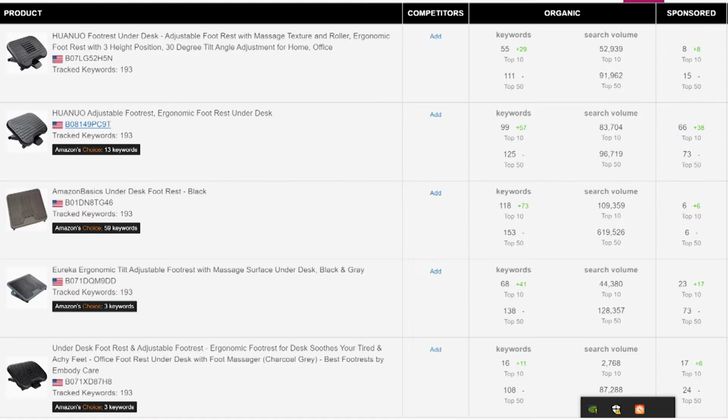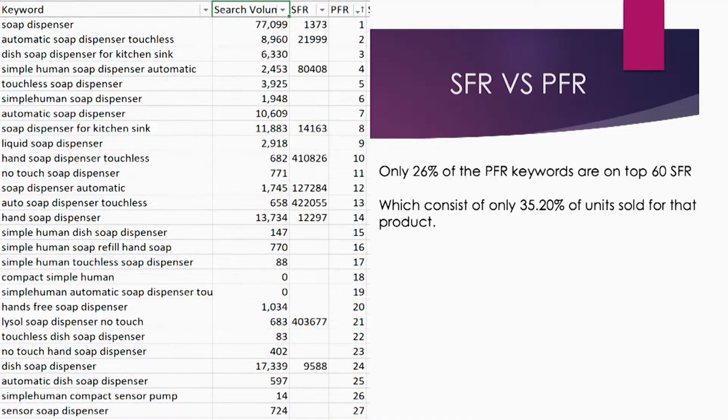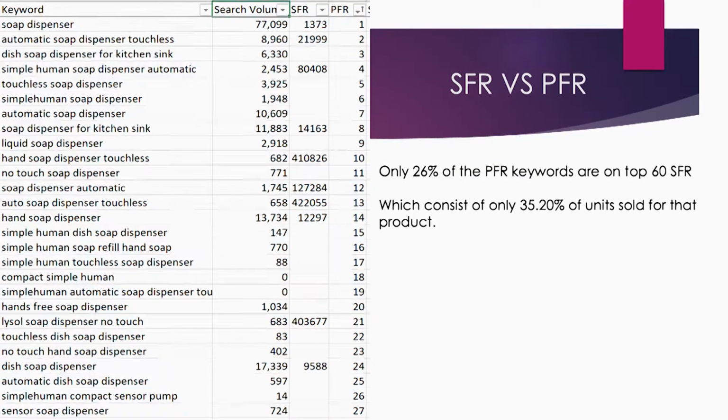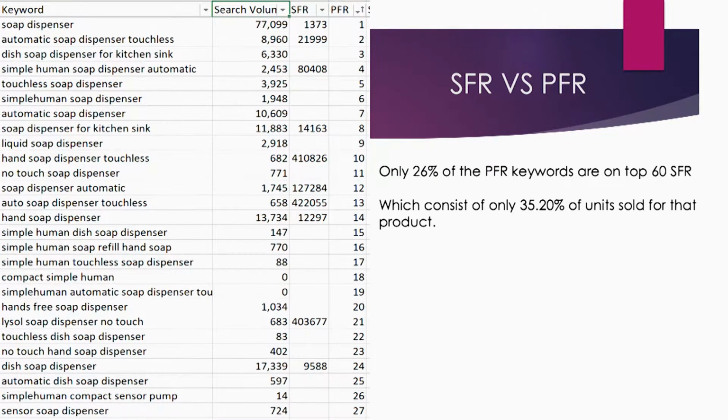Oh, I'm sorry. Let me go back. So going back, okay. Only 26% of the PFR keywords are in the top 60 SFRs, which consists of 35% of the sales. So you're losing 70% of the sales based on the SFR.